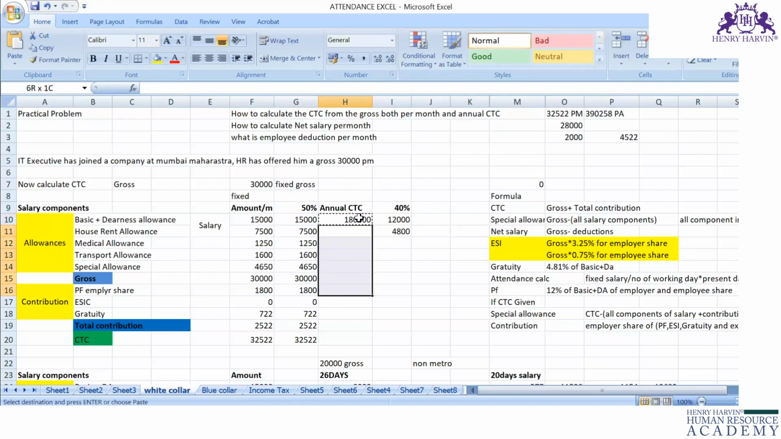It should be multiplied by 12. So if the monthly CTC is 32,522, then the annual CTC is 3,90,264.